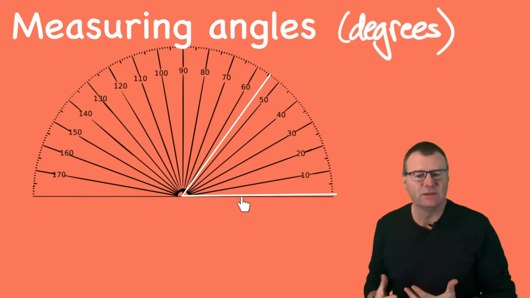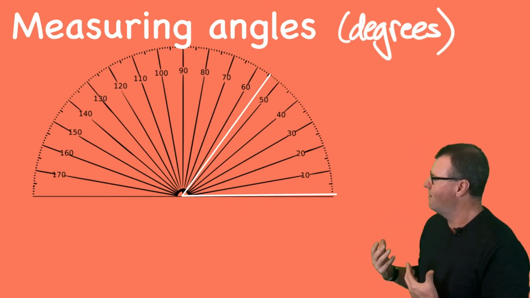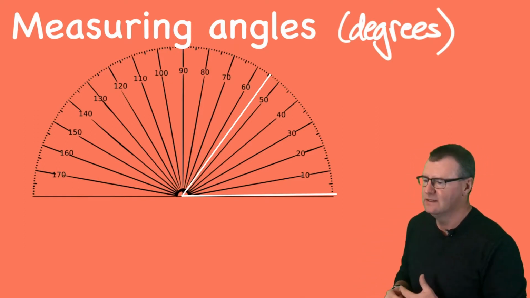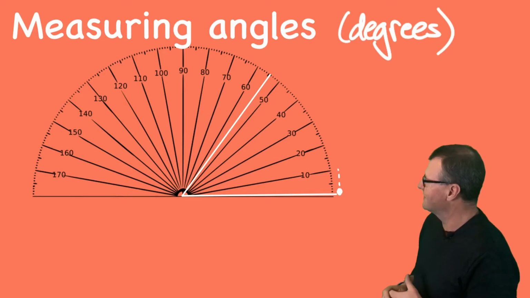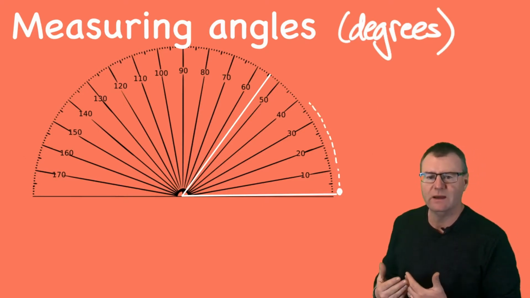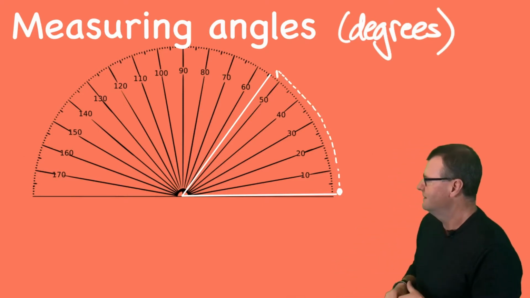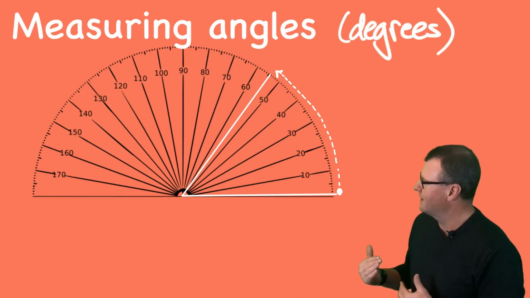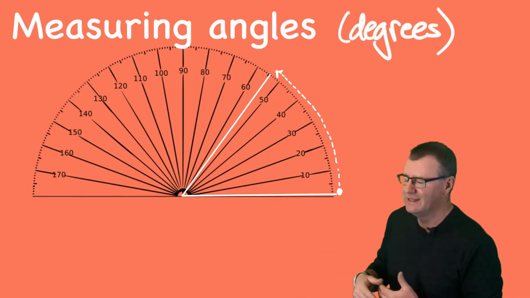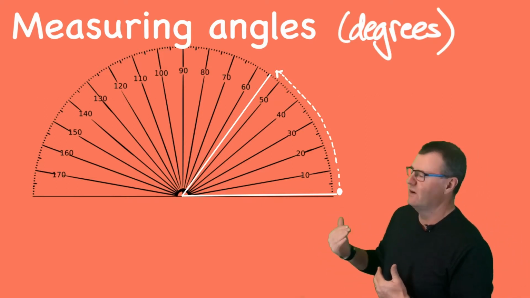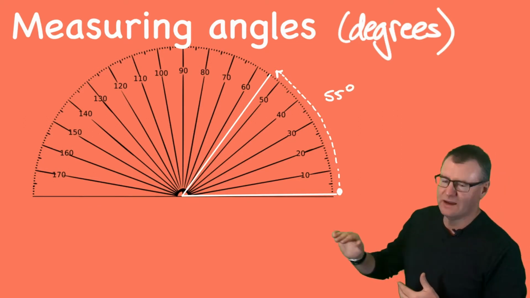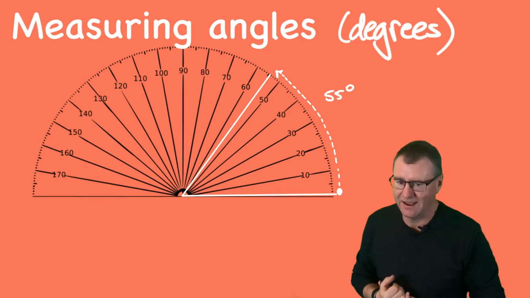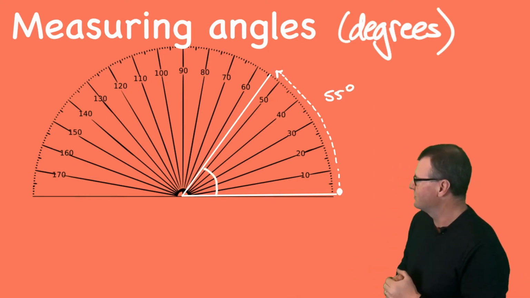And now that that's in position, I can look at my protractor, starting at the baseline where the 0 degree mark is. Then I count up along the protractor until I get to the number where the other arm passes through. So from here I can see if I go up from 0, I can count up through 10, 20, 30, 40, 50, and I can see that at the 55 degree mark, the other arm passes through that 55 degrees. So the size of that angle is 55 degrees.